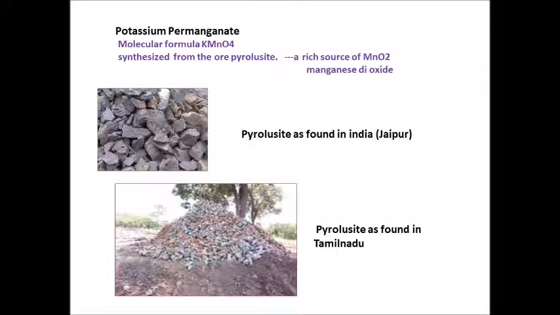The next compound we study in the d block is potassium permanganate. You can see the molecular formula is KMnO4, and the ore from which we synthesize this KMnO4 is pyrolusite. It is rich in MnO2, that is manganese dioxide. In India, in Jaipur, this pyrolusite is very much in abundance. Pyrolusite is also found in Tamil Nadu.